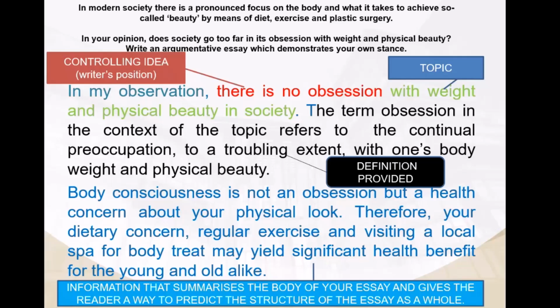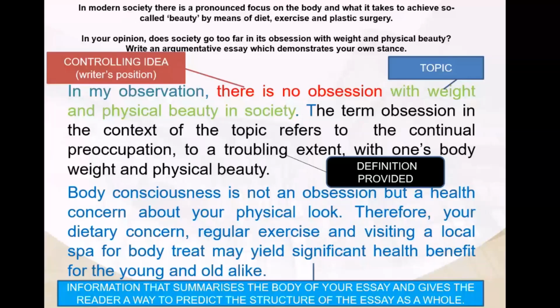In my observation, there is no obsession with weight and physical beauty in society. In fact, let me just read it as a whole. Then from there, we'll look at the little bits, how they fit together. In my observation, there is no obsession with weight and physical beauty in society. The term obsession in the context of the topic refers to the continual preoccupation to a troubling extent with one's body weight and physical beauty.